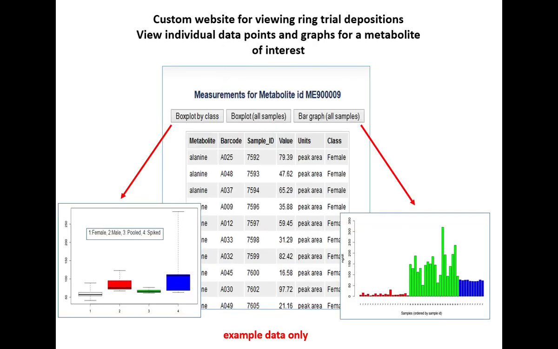We also have the facility to do bar plots. On the left, you see the different groups of samples: male, female, pooled, spiked. And then on the right, you can look at the individual measurements for each individual sample. The red ones on the left are the males, the greens are the females, and the blue are the pooled samples. So you can look at the variability and look for outliers across all the samples.